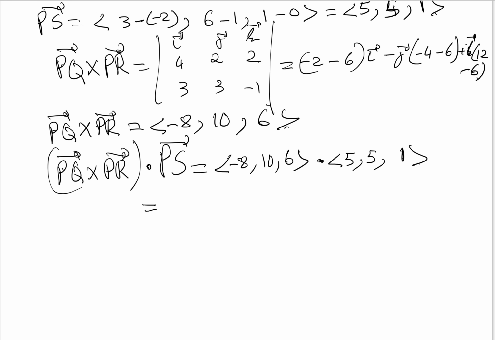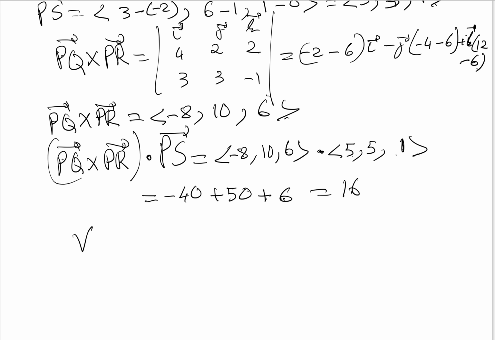And you will have negative 40, because 5 times 8 is 40, and you have positive 50, which is 5 times 10 is 50, and plus 6 times 1, which is 6. So you will have 10 and 6, which is 16. So you will end up having 16. So that means the volume, since it's positive, you don't have to do the norm.